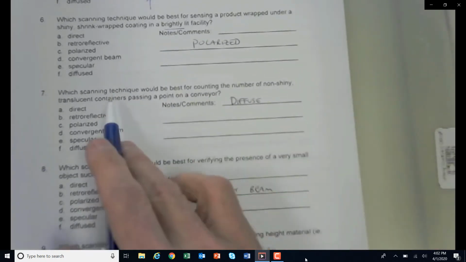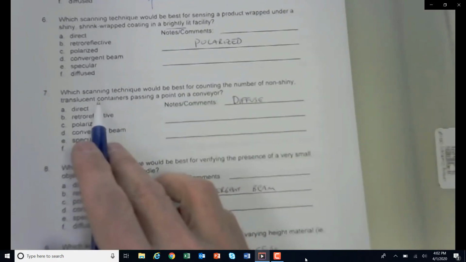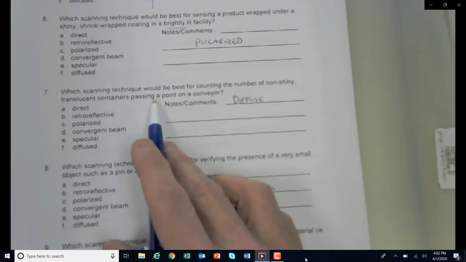Which technique would be used for counting the number of non-shiny, translucent containers passing a point on a conveyor?